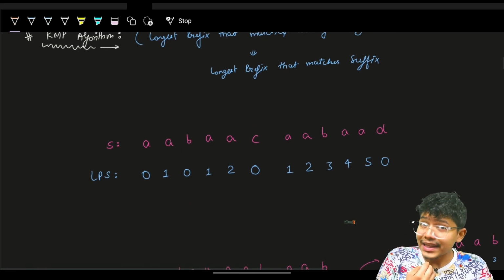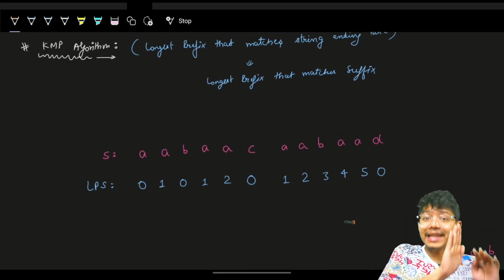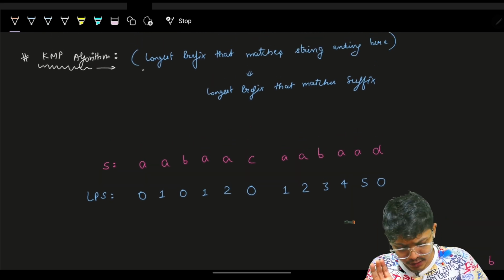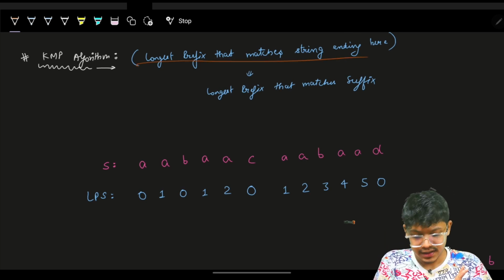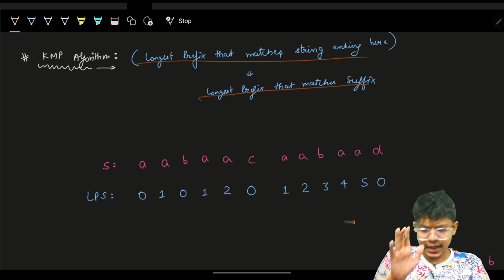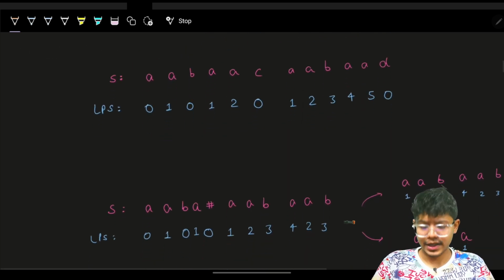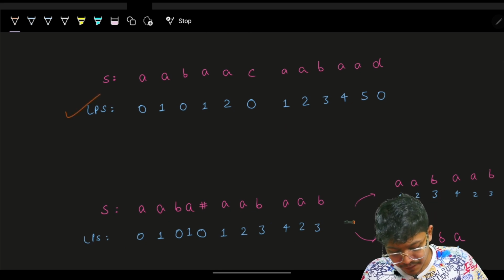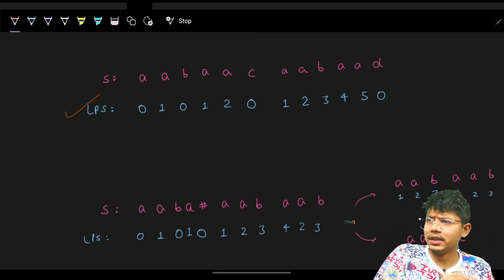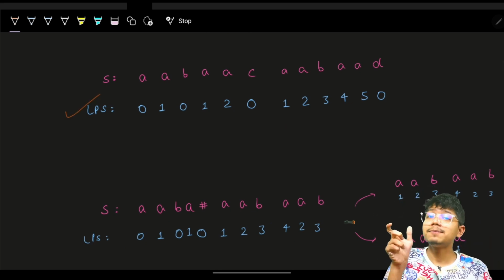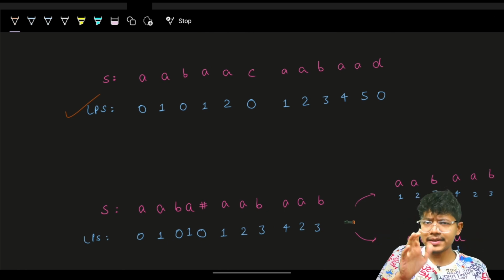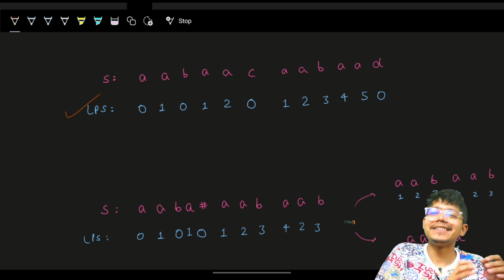But before going to that, let's see what other people say about KMP. They just say, okay, longest prefix that matches suffix. That's what other people say. But I'll say longest prefix that matches my current string which I want to match. What I mean by that is, if I want to make my LPS array, what is the LPS array? LPS is longest prefix which matches suffix. This is the LPS array, which we will name because by default it is named that way.